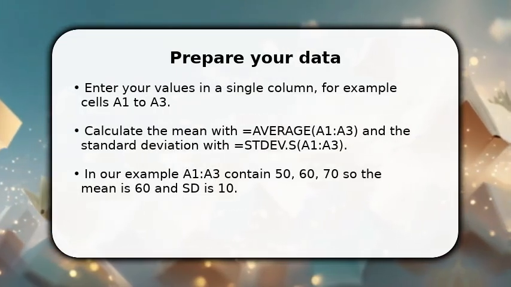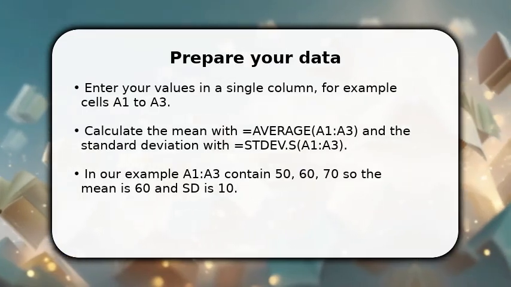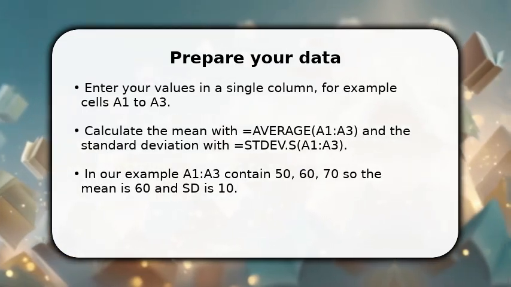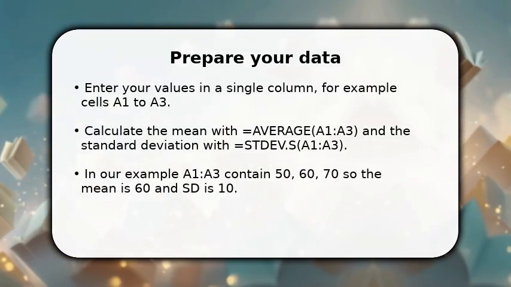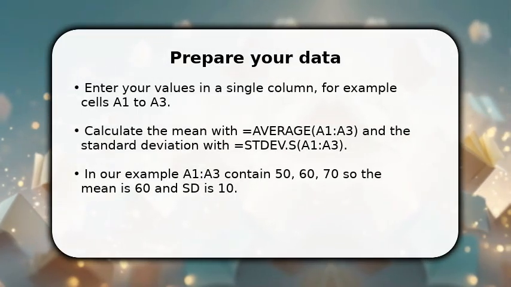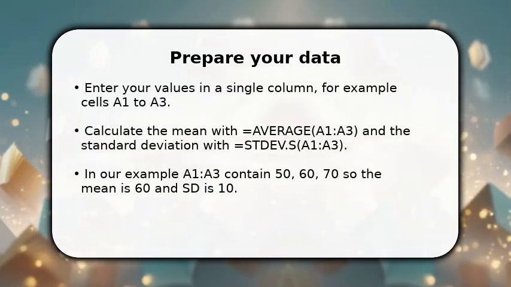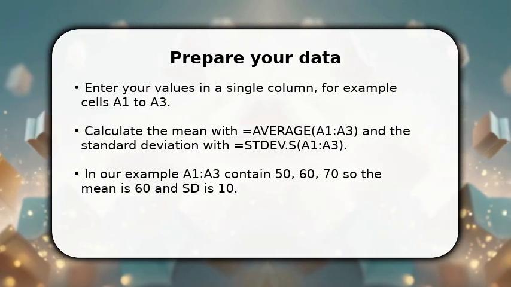Next, compute the mean with =AVERAGE(A1:A3). Then compute the sample standard deviation with =STDEV.S(A1:A3). These functions return two numbers you need. In this example, the mean equals 60 and the standard deviation equals 10. Keep these cell results visible for the z-score calculation.